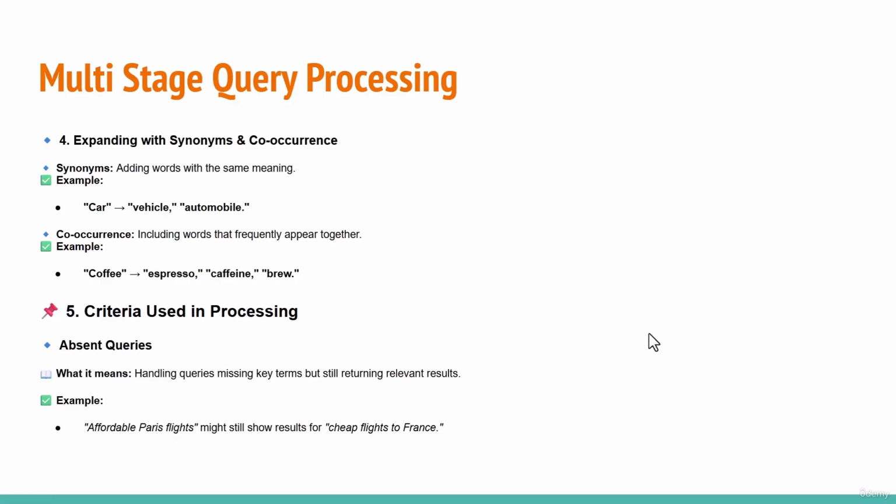Next is expanding with synonyms and co-occurrences. Synonyms for car include vehicles or automobile, words that have the same meaning. Co-occurrences means words that are mostly used together. For example, espresso with coffee or brew with caffeine.